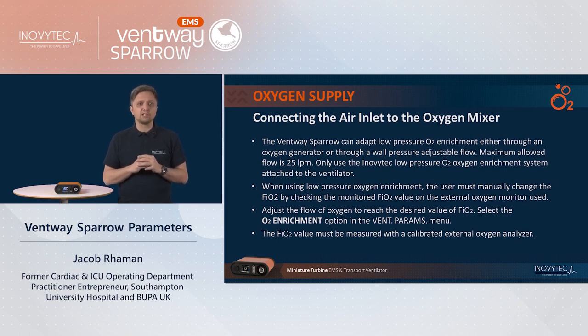When using low pressure oxygen enrichment, the user must manually change the FiO2 by checking the monitored FiO2 value on an external oxygen monitor used. Adjust the flow of oxygen to reach the desired value of FiO2. Then select the O2 enrichment option in the vent parameters. The FiO2 must be measured with a calibrated external oxygen analyzer.